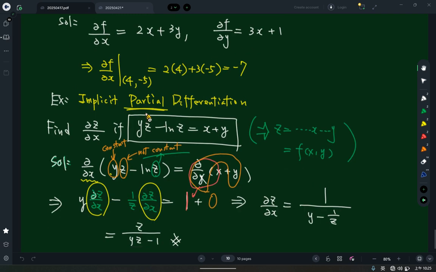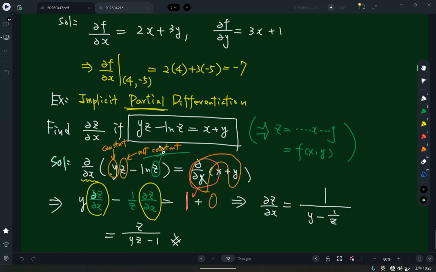Okay, and this time I also talk about implicit partial derivatives. The implicit here is just like implicit differentiation. In the past, if I give you x plus some multiple of x plus some multiple of y equal to some constant, maybe we cannot have an explicit expression for y as a function of x. But we know that there is a hidden relationship between x and y.